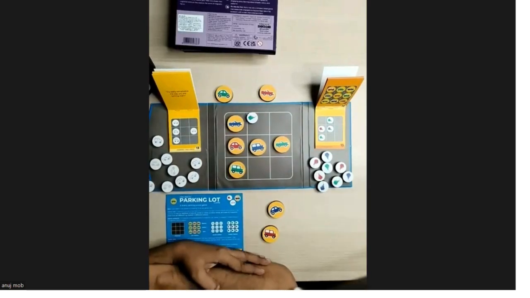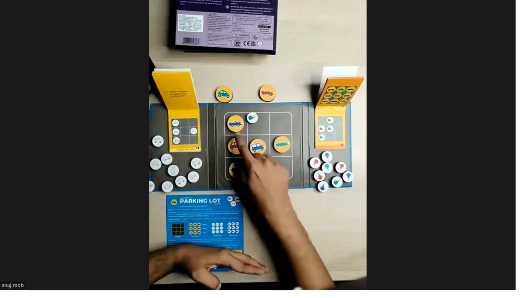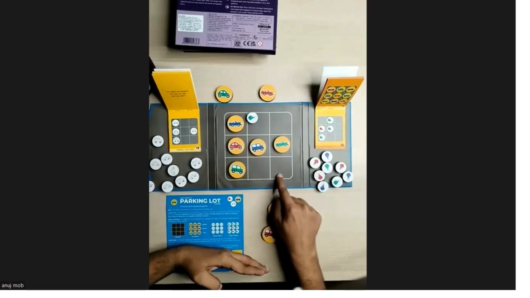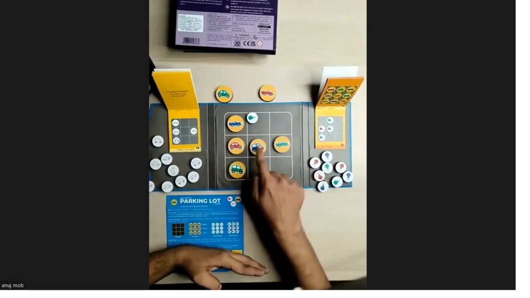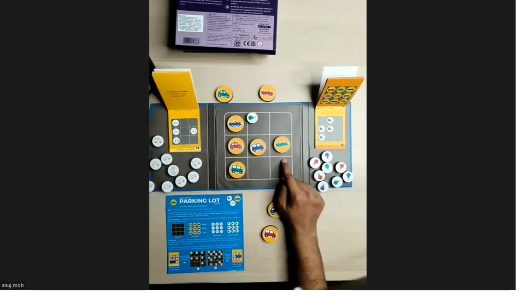Correct, challenging, right? In the last row, if you see, I have a blue car here, I have a blue car here, but I don't have a blue car here. I have a blue car here, I have a blue car here, I don't have a blue car. So in this one position the blue car token is missing. The child has to apply this logic, right?